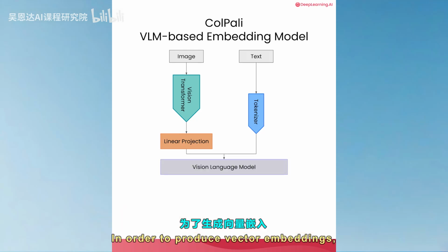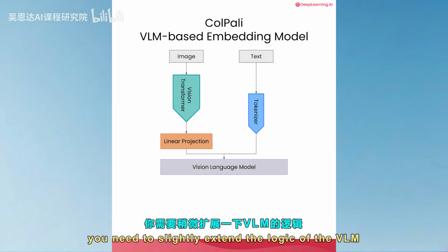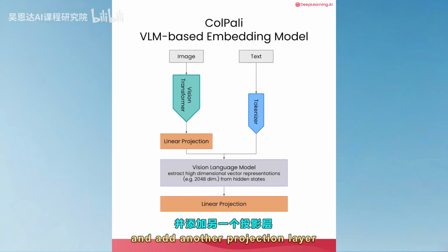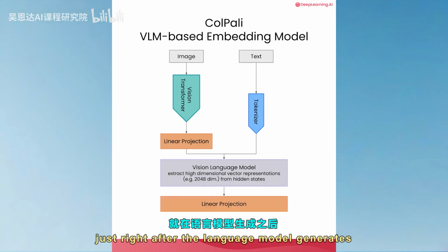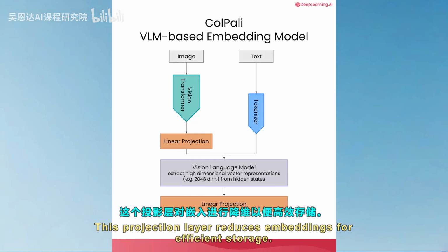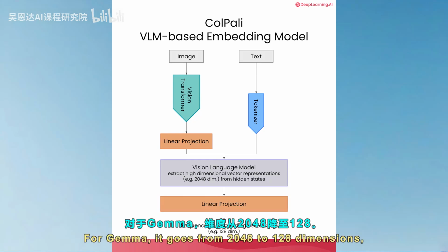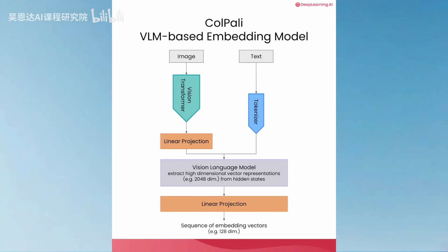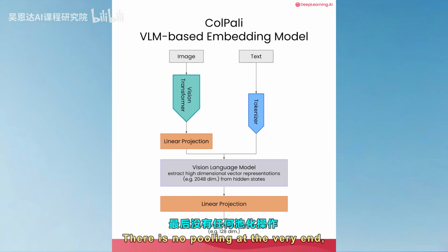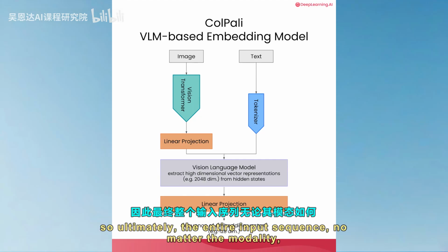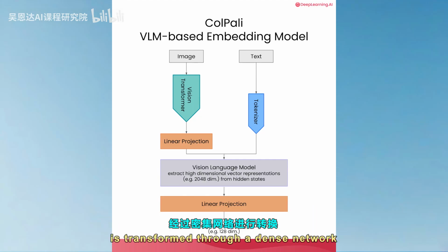In order to produce vector embeddings, you need to slightly extend the logic of the VLM and add another projection layer just right after the language model generates the hidden states from its final layer. This projection layer reduces embeddings for efficient storage. For Gemma, it goes from 2048 to 128 dimensions, but it may differ between the models. There is no pooling at the very end, so ultimately, the entire input sequence, no matter the modality, is transformed through a dot network and you get a sequence of the same length that represents your input.